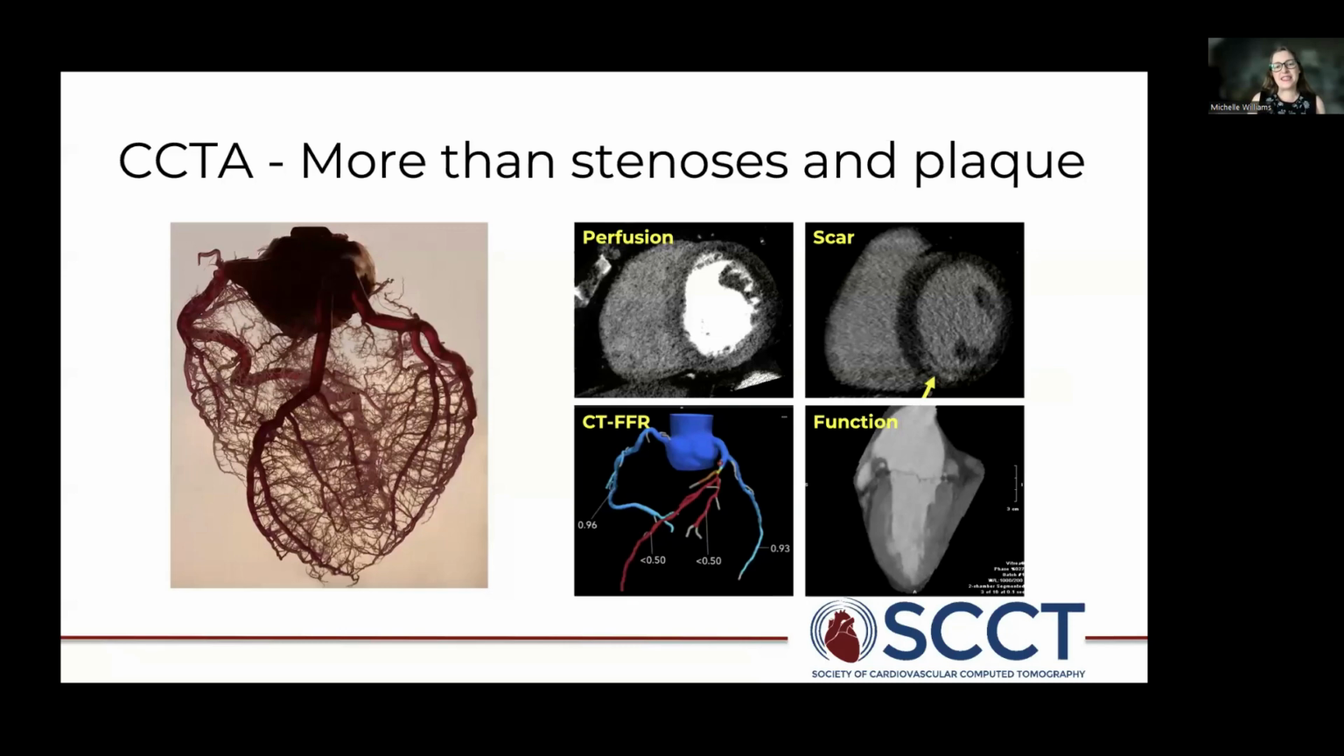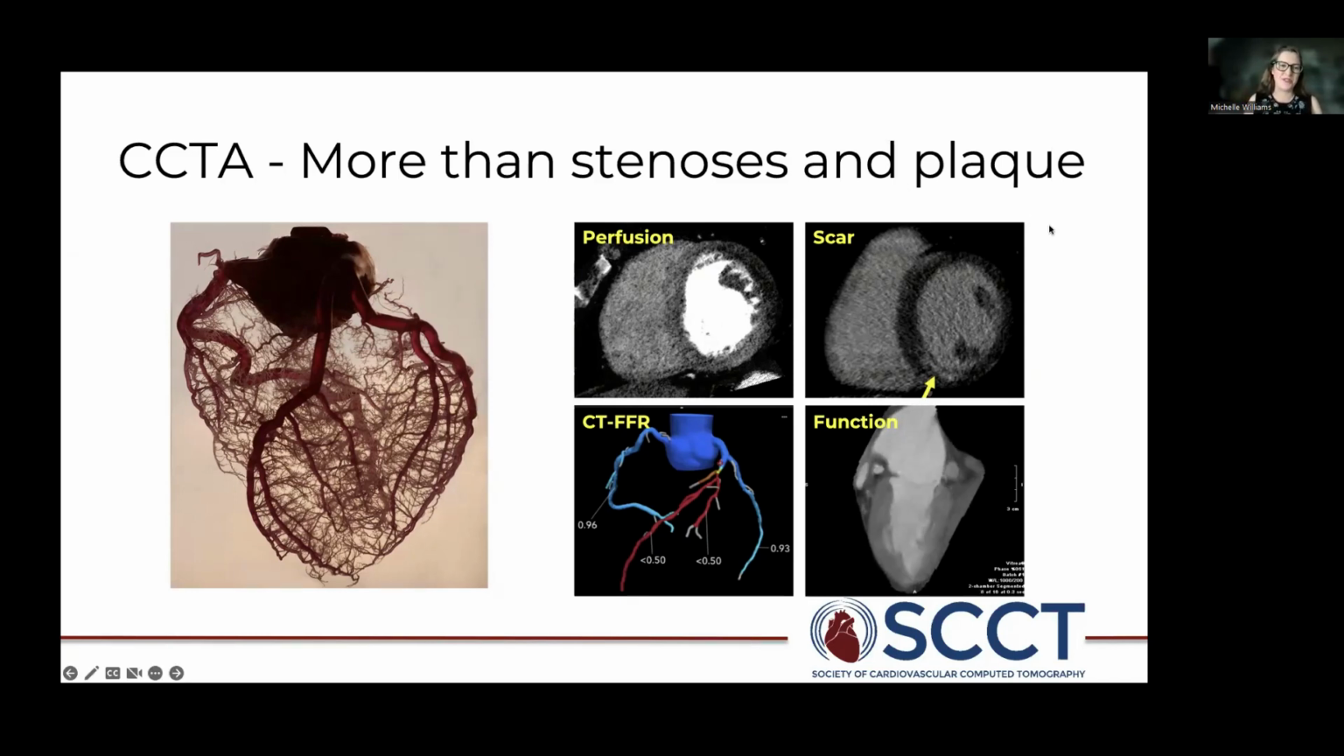The reason that we have this I modifier is that we all know that CT coronary angiography for coronary artery disease is about so much more than just stenosis and plaque. Stenosis and plaque are the most important things in the CAD-RADS documentation, I think, but we wanted a way to incorporate these other things as well.